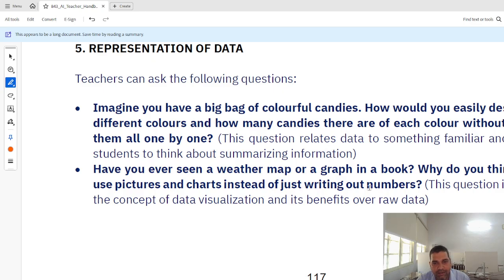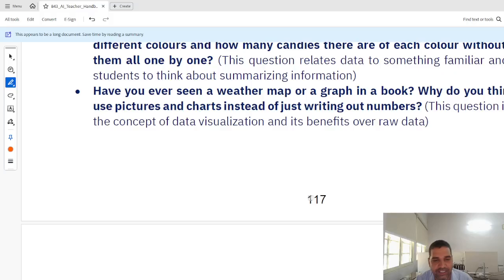Have you ever seen a weather map or a graph in a book? Why do you think people use pictures and charts instead of just writing out the numbers? Charts and pictures give the information as data visualization. Picture information is easier to understand.